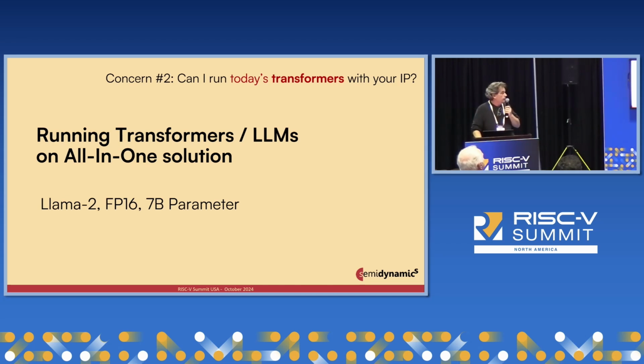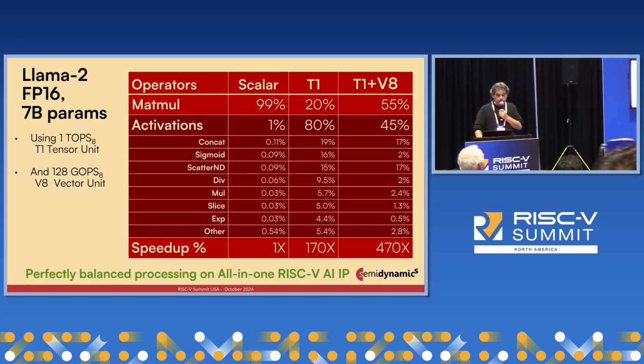Real quick, to demonstrate that this is not just PowerPoint, right? We are running something like Llama 2, the 7 billion parameter FP16, and to show you a little bit of the flavor of what happens and why this technology is needed and why you want these three elements connected together. We run Llama 2 and we looked at the top operators, and you see matmul and then concat, sigmoid, and all those things that you guys should already know. If you run it on a scalar RISC-V CPU, you get the first column, 99% of the time in matmul. Everybody in the audience knew that already. Okay, fine. That's performance one, right?